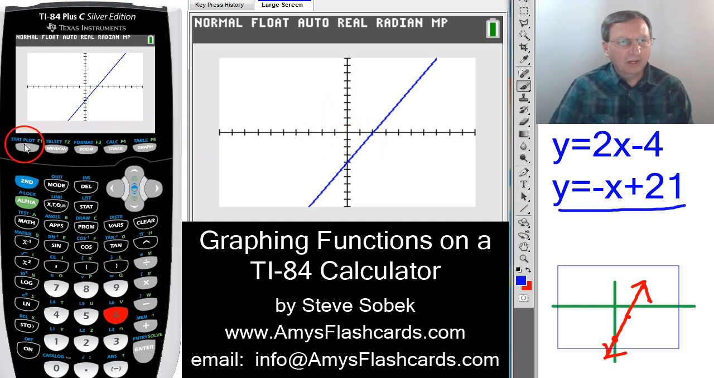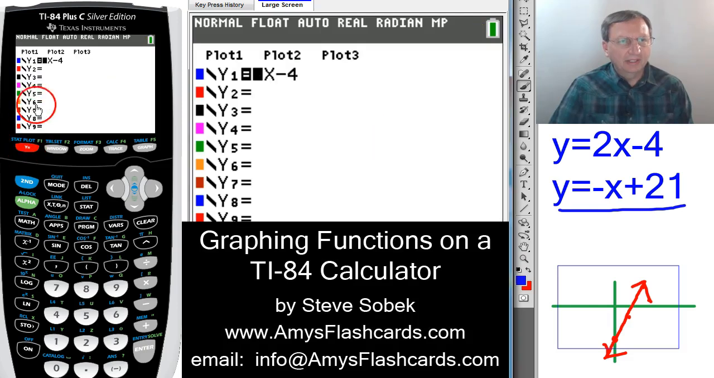I'm now going to hit the y equal 2 button, and we're going to hit the down arrow key. We want to enter the second function as y sub 2. Okay, these are subscripts. So we'll go down 1, and let's type in opposite x. Remember that your negative sign is down here beneath the 3. Don't use subtraction for the negative sign. Okay, opposite x plus 21.